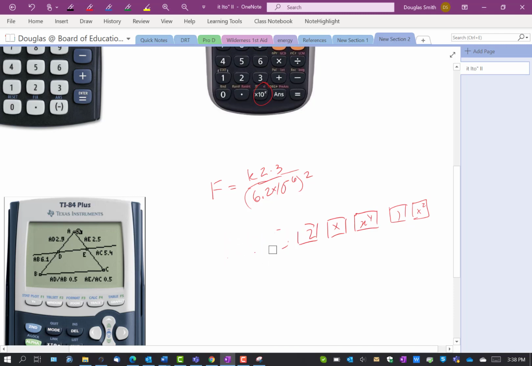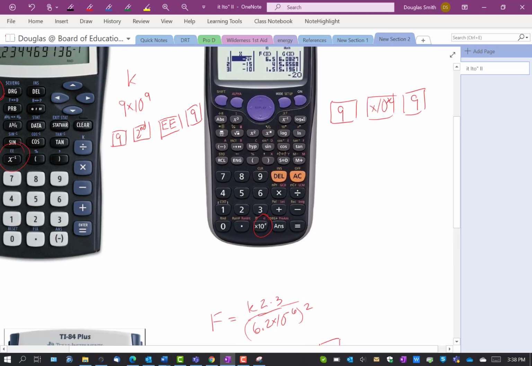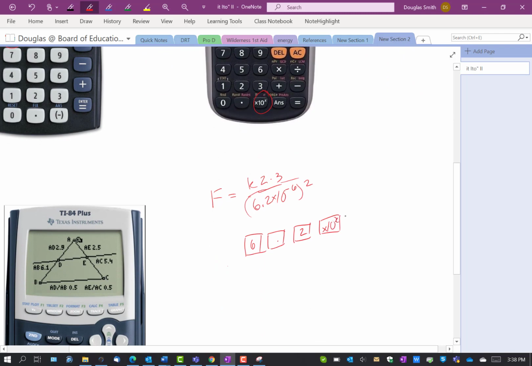But by far the easiest and most reliable way, and the way that's less prone to mistakes, is to go 6.2, then 10 to the x, negative 6, and then you could square it. You don't have to worry about brackets. As soon as you use this key, it treats this all as one number, and you don't have to do any brackets with it. Same if you're dividing. If you're doing k times 2 times 3 divided by this, you can put this all in and you don't have to use any brackets.